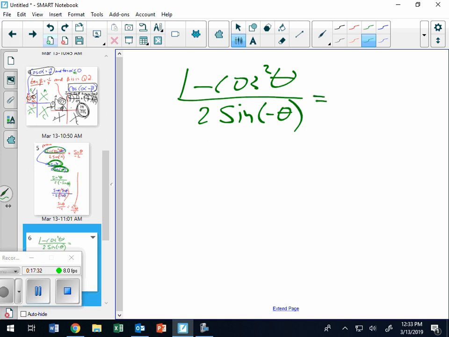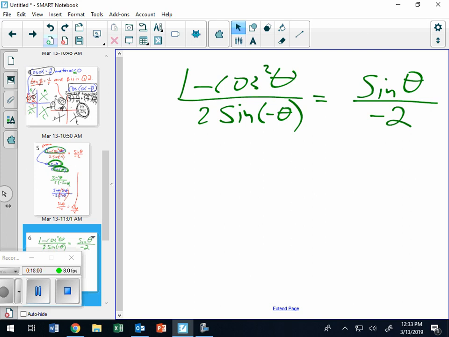So now I want you to prove that this 1 minus cosine squared over 2 sine of negative theta is equal to sine theta over negative 2. I could have said negative 1/2 sine theta, but I think this will be a little easier to prove. So I'm giving you a fairly easy one here, and then we'll ramp it up on the proofs. Okay, this was an easy one.